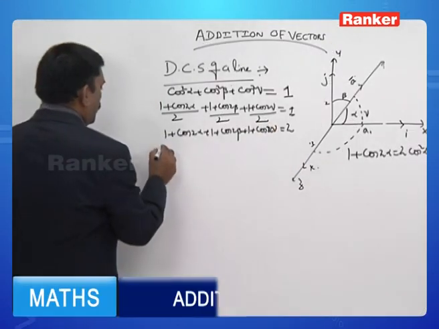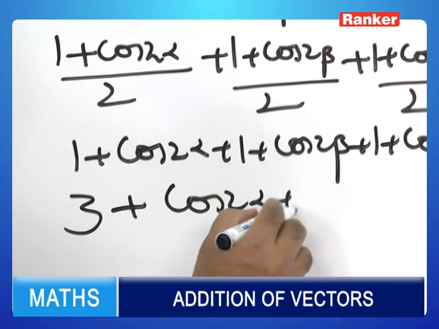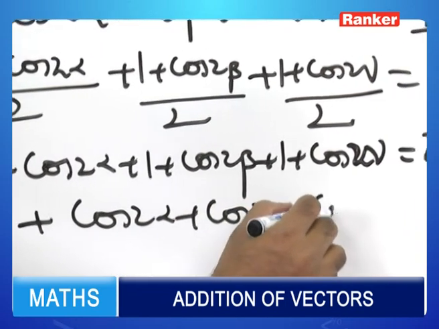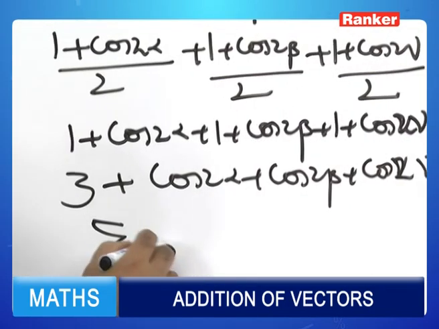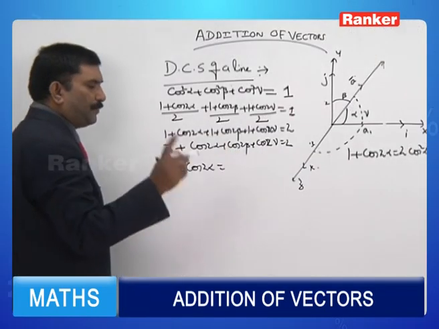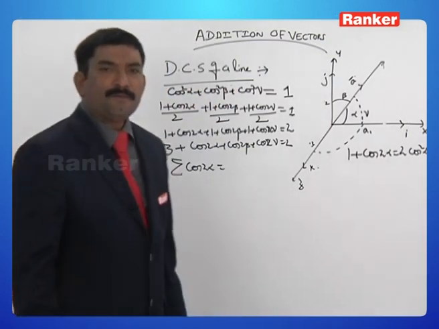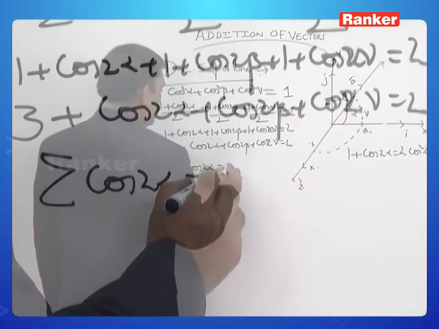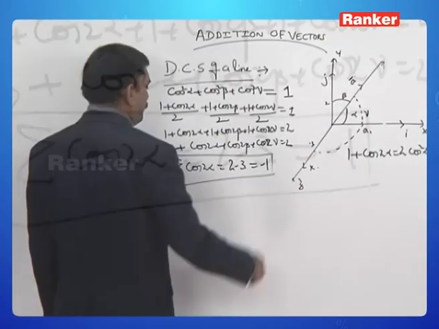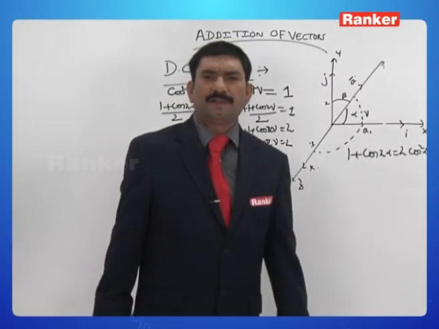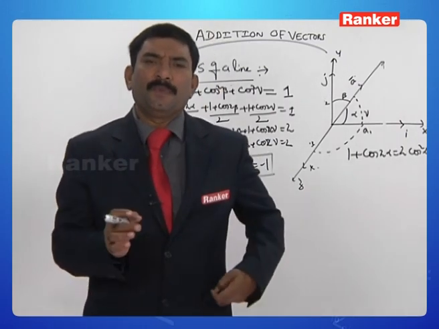You cross multiply 2, this becomes 1 plus cos 2 alpha plus 1 plus cos 2 beta plus 1 plus cos 2 gamma is equal to 2. Now add up three ones, 1, 1, 1, that is 3, plus cos 2 alpha plus cos 2 beta plus cos 2 gamma is equal to 2. So therefore, sigma cos 2 alpha, that is cos 2 alpha plus cos 2 beta plus cos 2 gamma, is equal to minus 1. Transfer 3 to this side, this becomes 2 minus 3, which is equal to how much? Minus 1. Yes, we can also write in terms of sine also.